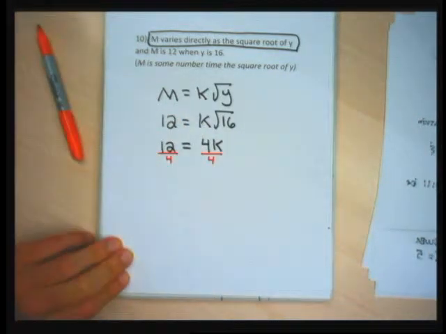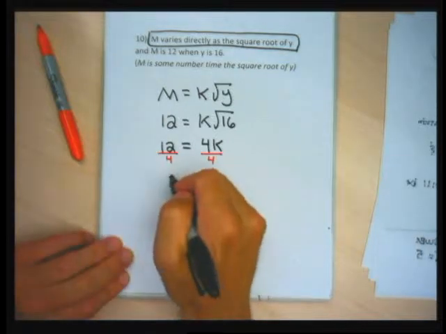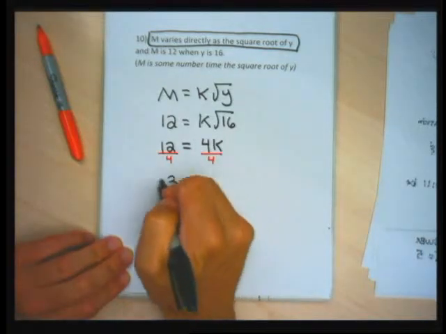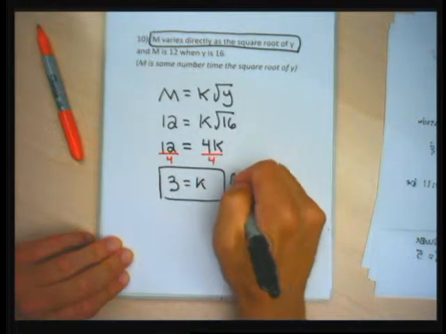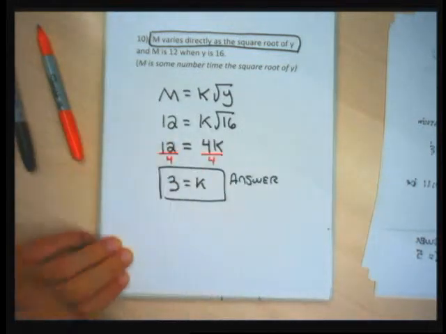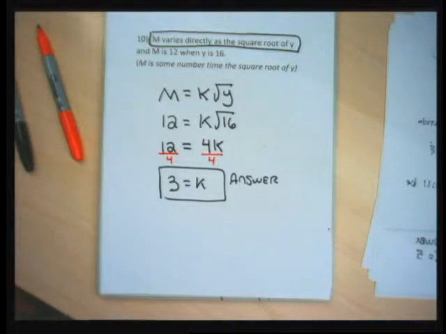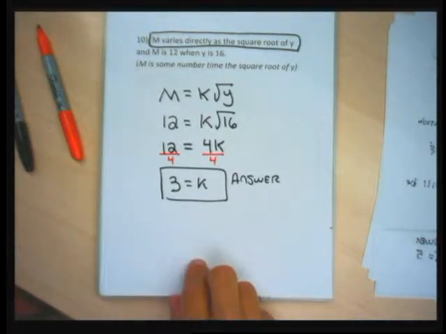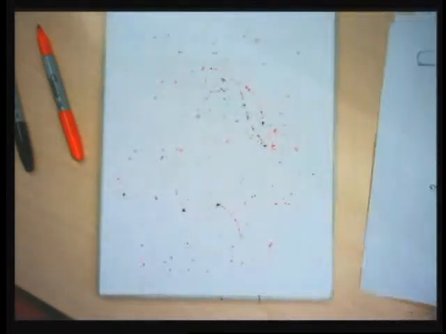Now I'm dividing both sides by 4. I'm getting 3 equal to k, and that's my answer. And it doesn't matter if you have the k to the right or the left of the equal sign, I just want to know what k is equal to. I suspect I'll just do the rest of the even problems and save you the odd problems.